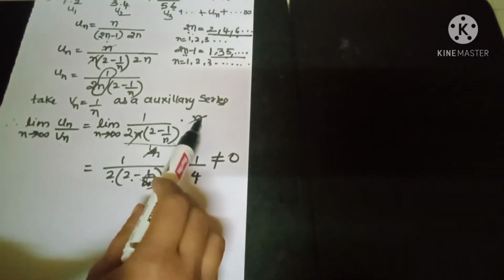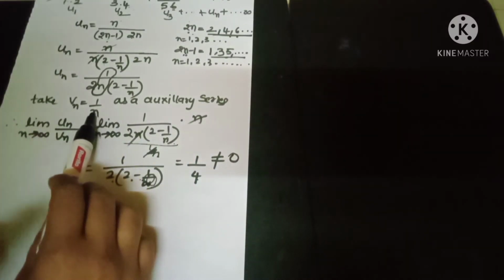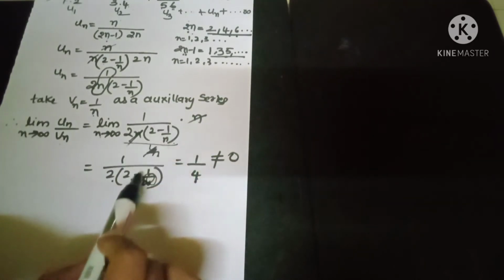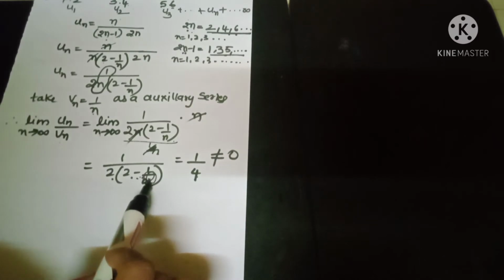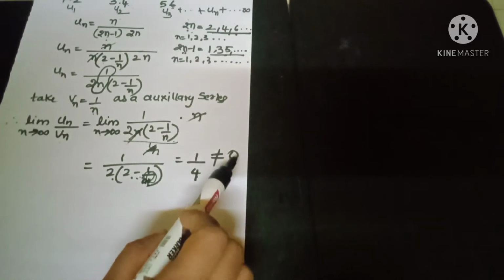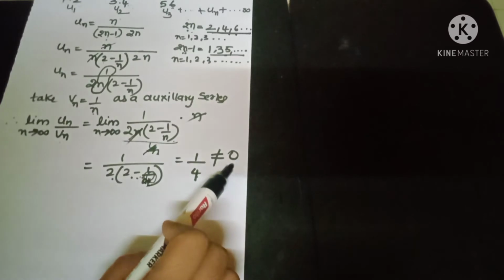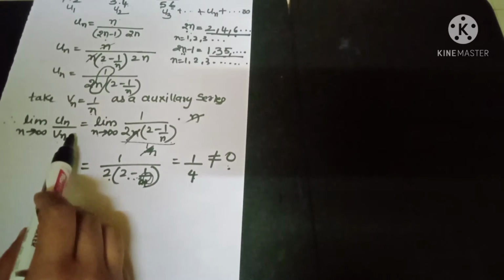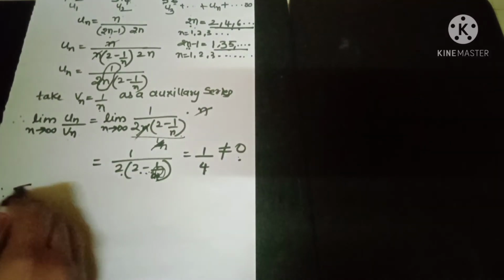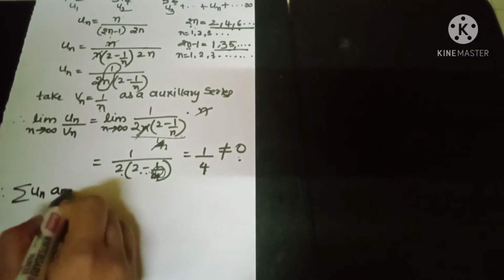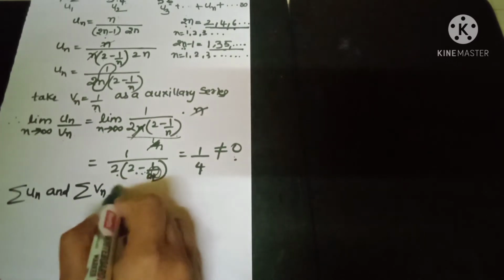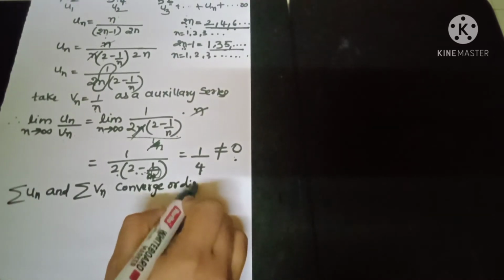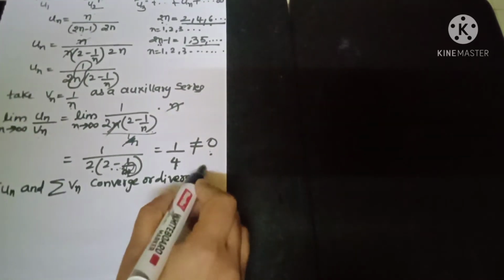So we have taken 1 by n as the auxiliary series because it gets cancelled with the numerator, and this is the simplified form so that we can apply the limit easily and we get a finite answer that is not equal to 0. By the limit form we can say that both these series converge or diverge together. Therefore series un and series Vn converge or diverge together.